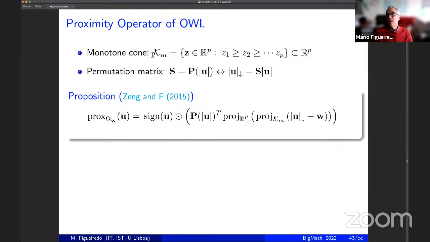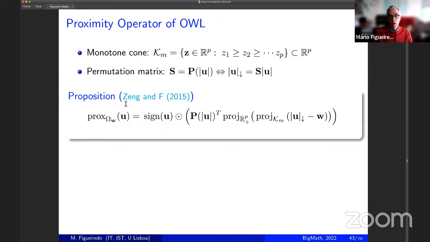So we define the monotone cone: it's a set of vectors in R^P such that the components are ordered in non-increasing order. That's all we need to know. And let's call this matrix S. Let this matrix be S, or P, it doesn't matter. It's the vector permutation matrix that puts the arguments of some vector in decreasing order of magnitudes.